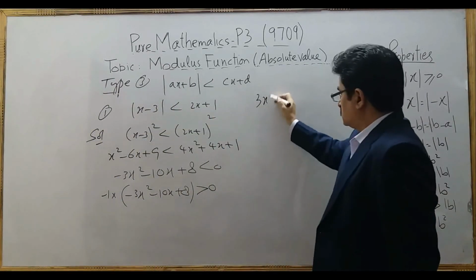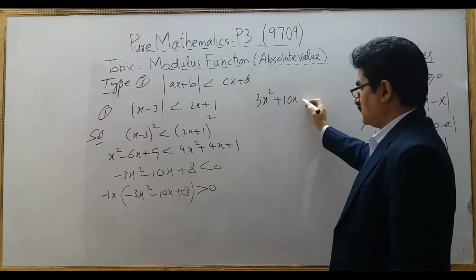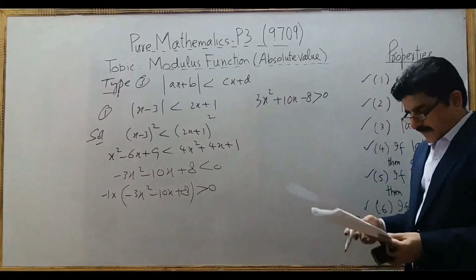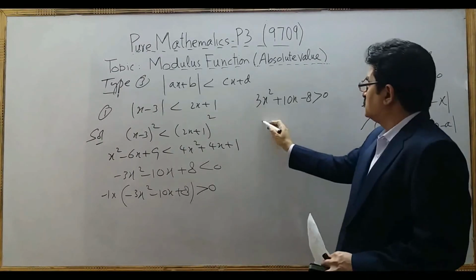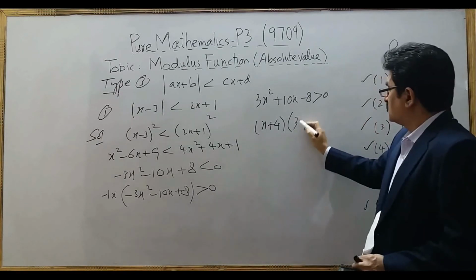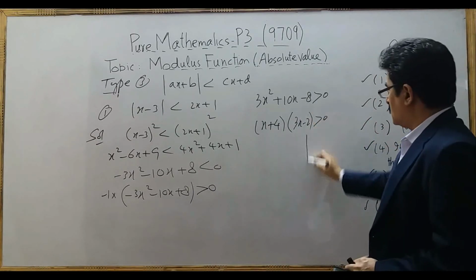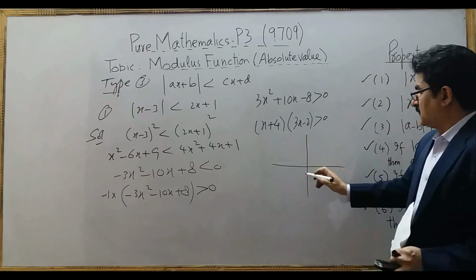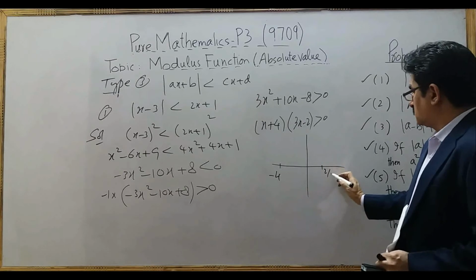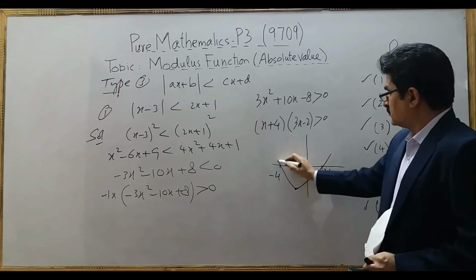Your equation will become 3x square plus 10x minus 8 greater than 0. Now if you factorize it, I am saving time, you will get (x plus 4)(3x minus 2) greater than 0. Now you know how to solve it by sketching. Here you have minus 4 and you have 2 by 3. Its graph will be like this.